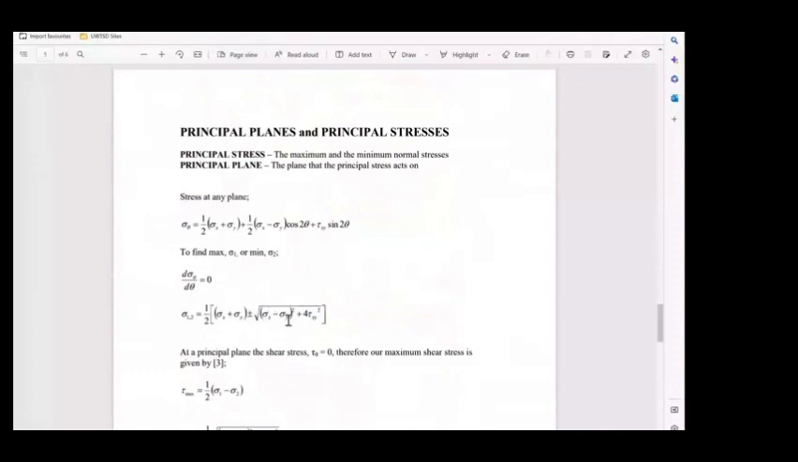Sigma x minus sigma y all squared. So our stress is in the x direction, our stress is in the y direction. So these are all direct stresses, sigma. And then we had our shear stress on the end here, plus a half tau xy squared, square root of that lot. So we know how to calculate our principal stresses from our fundamental direct stresses and shear stresses because of the loading on the component.